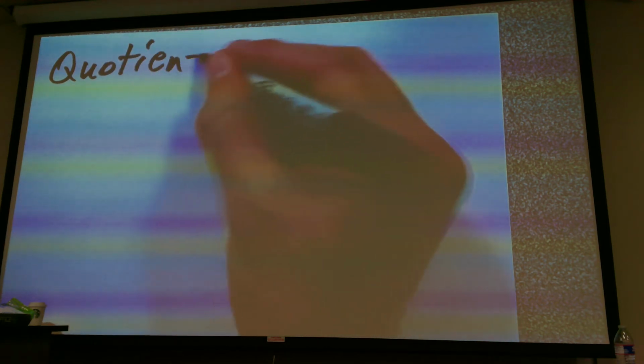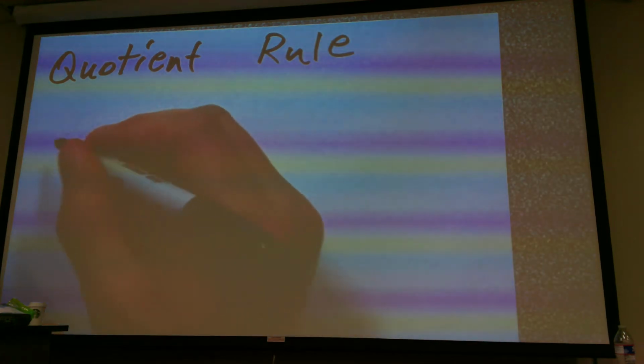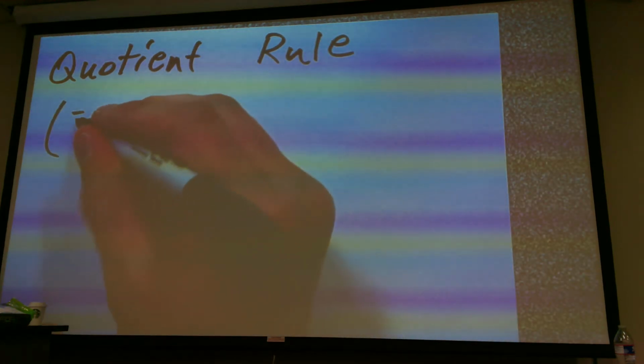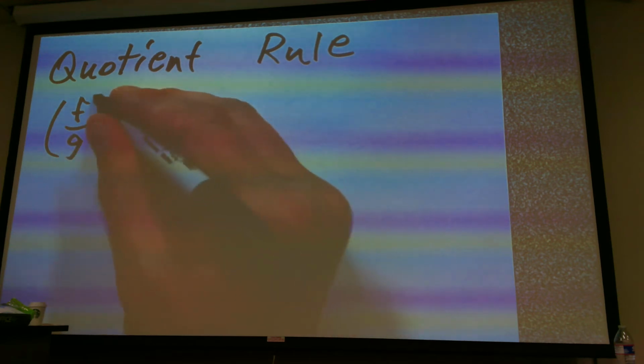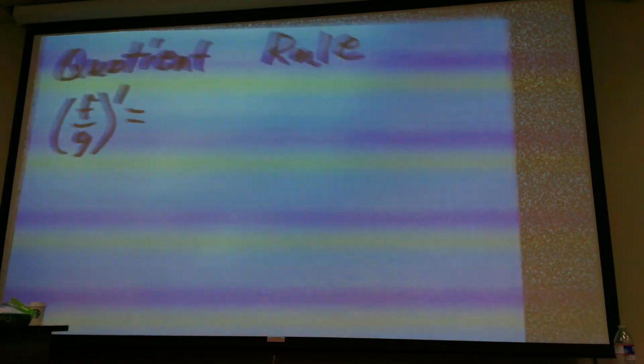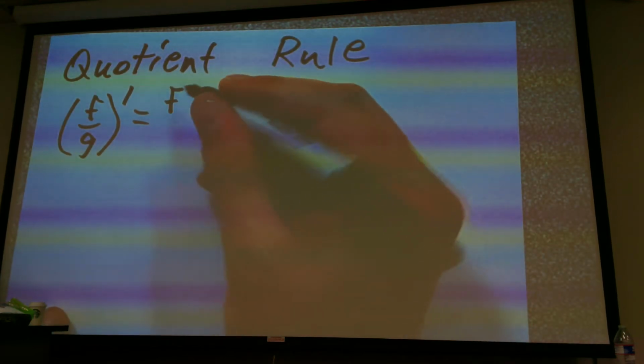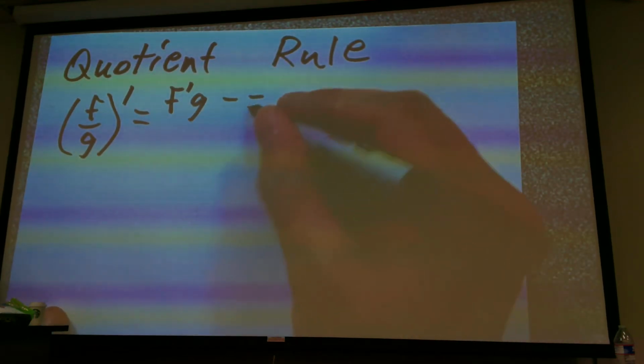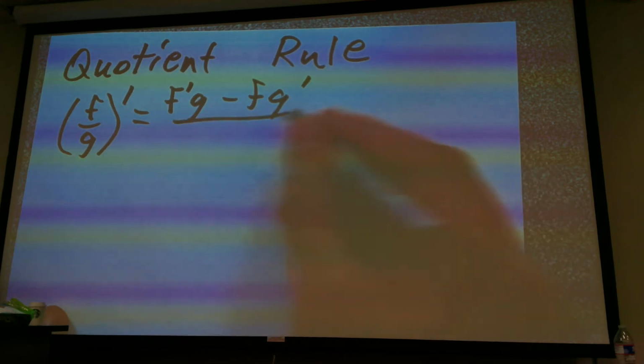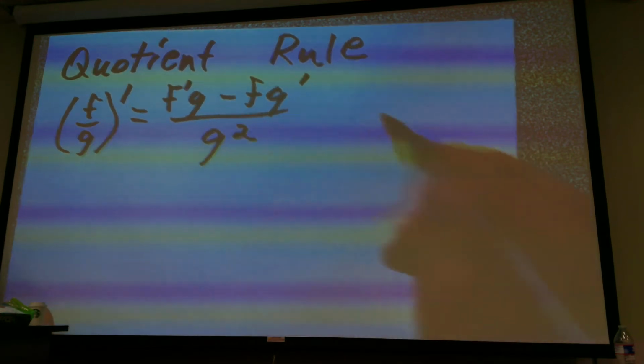And then we have the quotient rule. Okay, so if you have things that are going to be divided. Right? So, what is this? This is f prime g minus f g prime, and then divided by g squared.